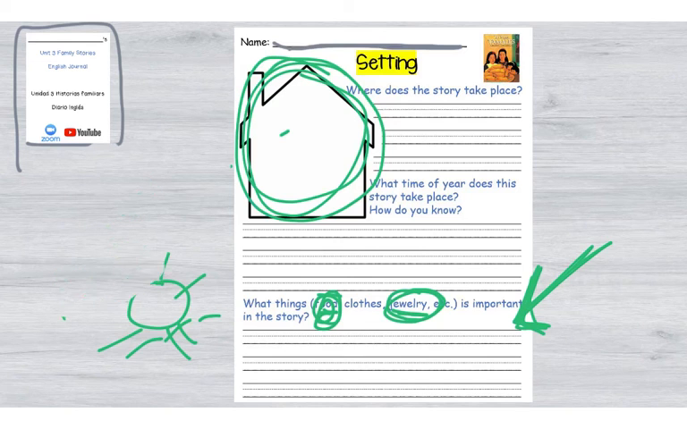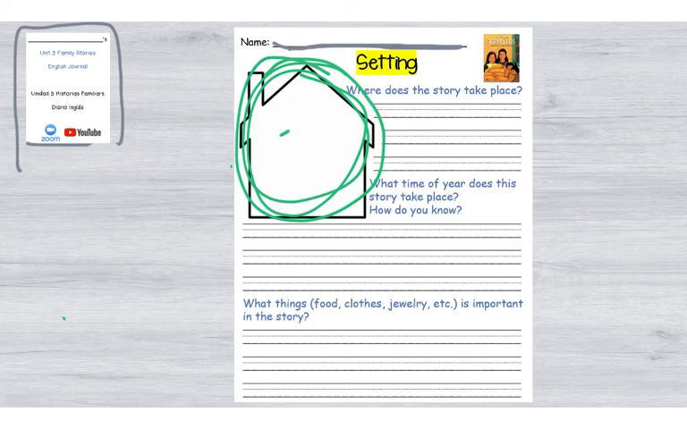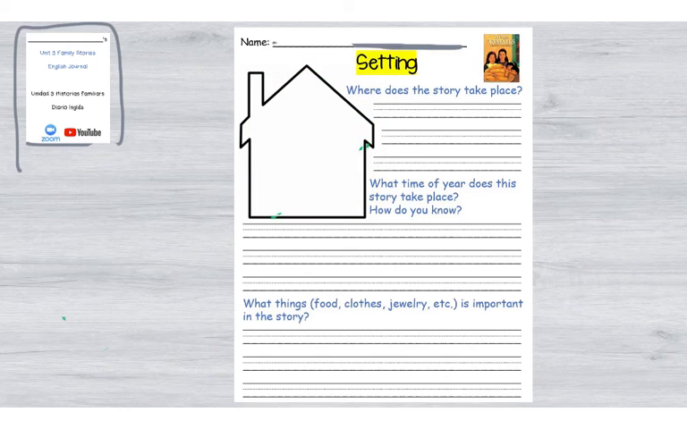You're going to draw the weather, what it's doing in the story, and you're going to draw the food and the jewelry that are in the story that are so important to this story. Okay? And this needs to be completed by the end of the day, and you need to send me a picture of your work. If you have any questions, please let me know through Class Dojo. Just send me a message. I can't wait to see your work.